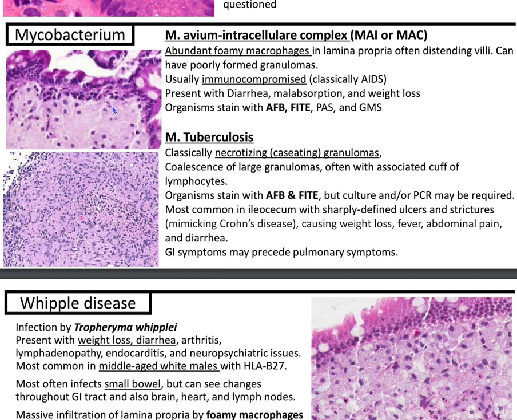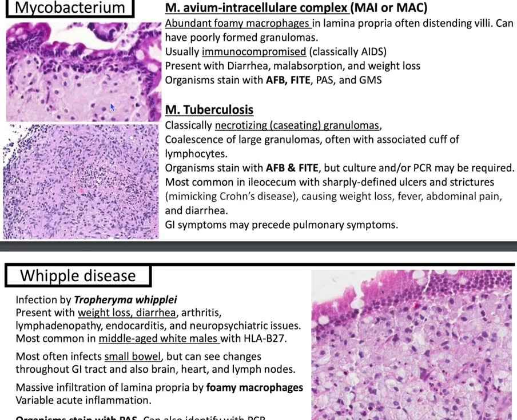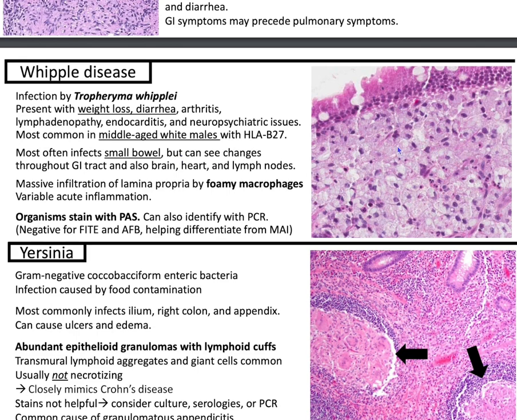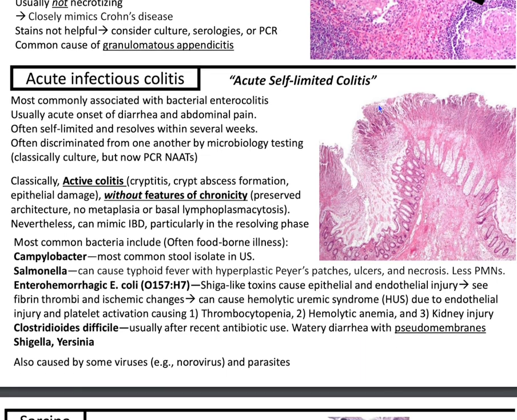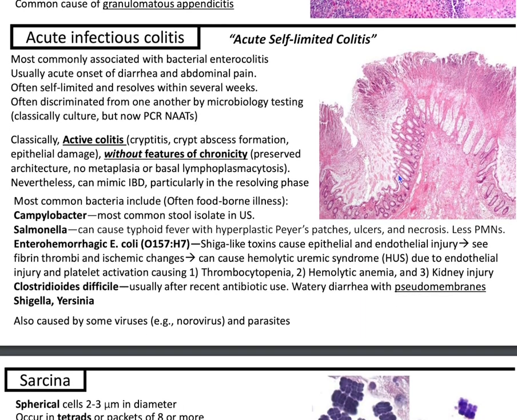MAC, usually immunocompromised, abundant foamy macrophages distending the villi, positive for PAS along with Whipple disease, but this is also positive for AFB. M. tuberculosis, necrotizing caseating granulomas. Whipple disease, positive for PAS but negative for AFB. Yersinia, common cause of granulomatous appendicitis, abundant epithelioid granulomas with lymphoid cuffs; for acute infectious colitis, get your PCR panel.